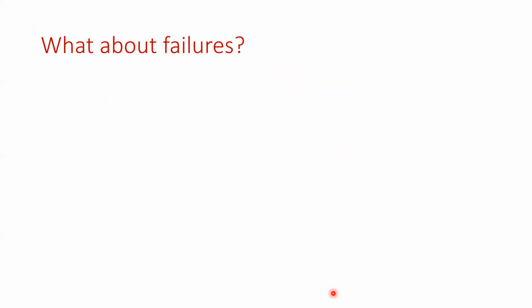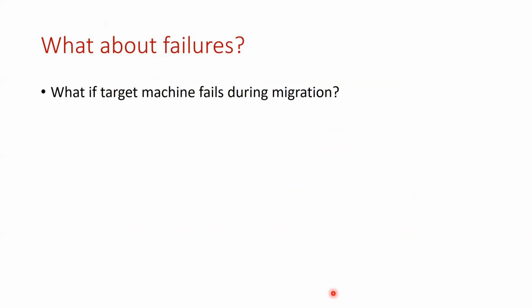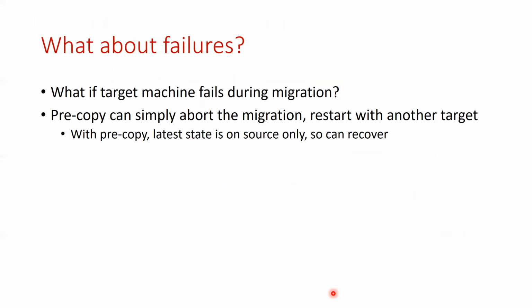So now we've seen pre-copy and post-copy. Now let's answer this question of what happens if one of these source or target hosts fails during this migration. So what if the target machine fails during migration? In pre-copy, it is simple, right? If your target machine fails, then you simply abort.